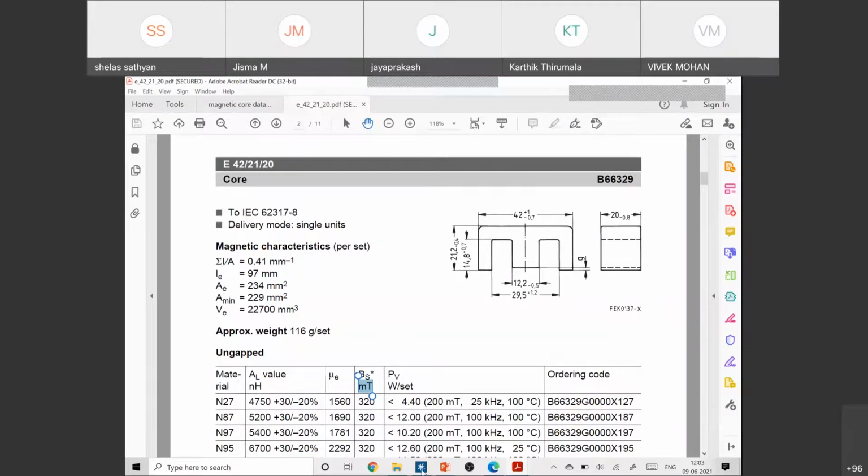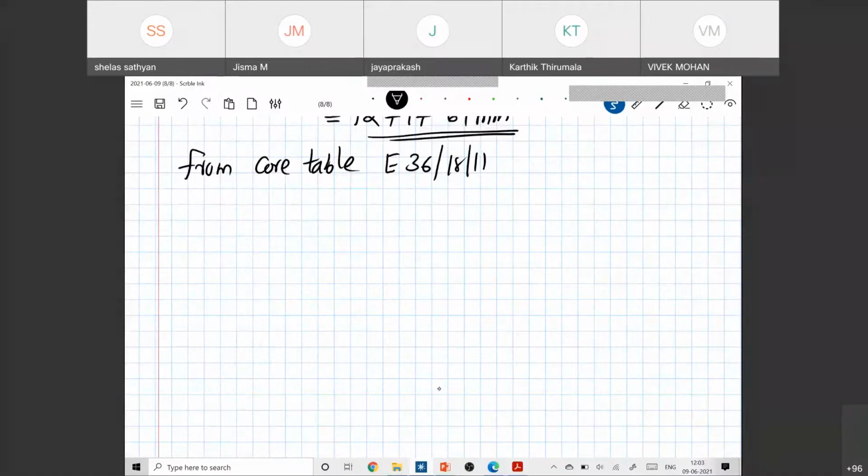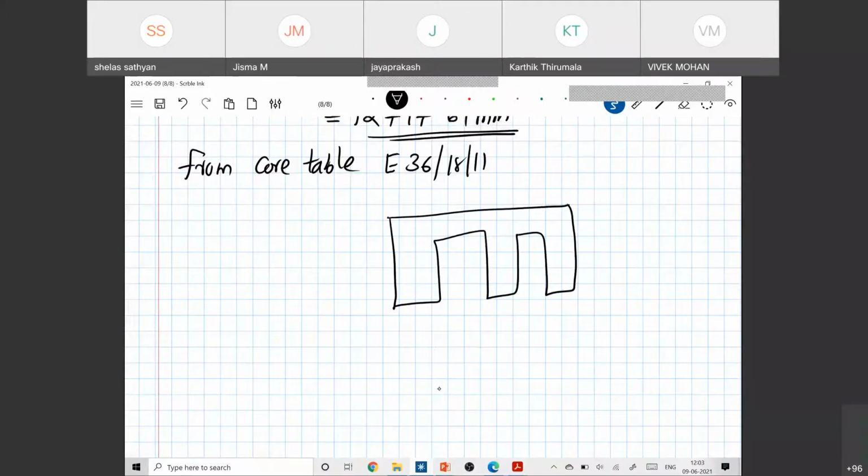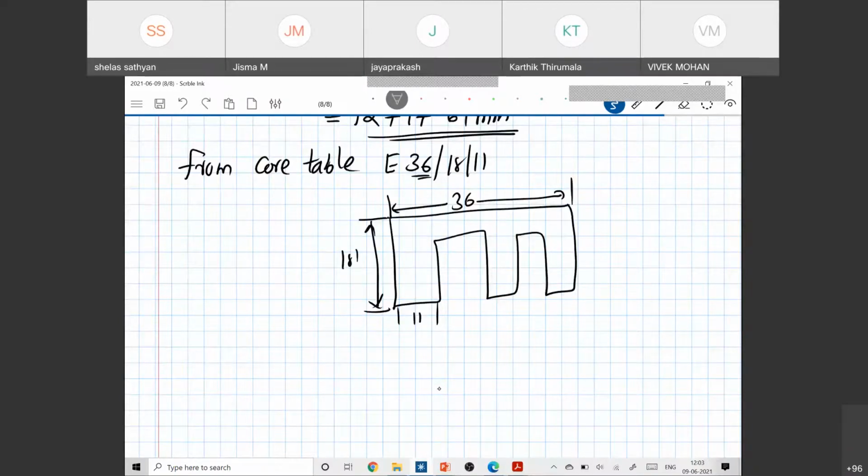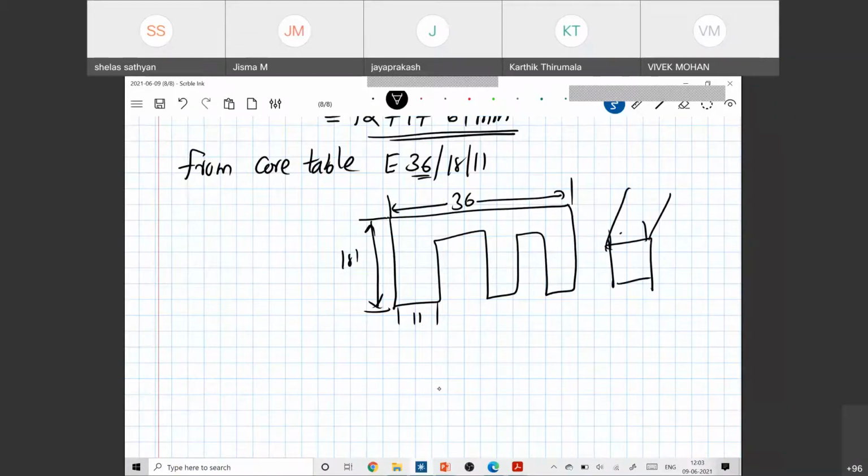Better I should go here. If you take a core, 36 means this length. 18 means this length. 11 means this length. Like that, the core manufacturer will name the core. So 36 is the horizontal length, 18 is the vertical length, and 11 is the width of the core, the core face width. Like that, the core will be manufactured.